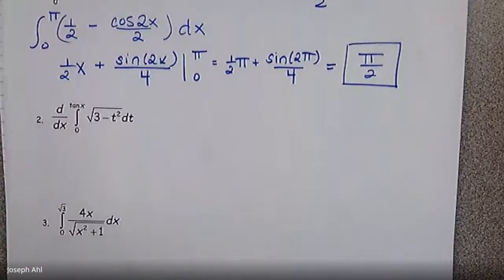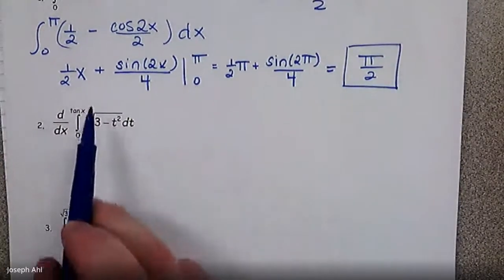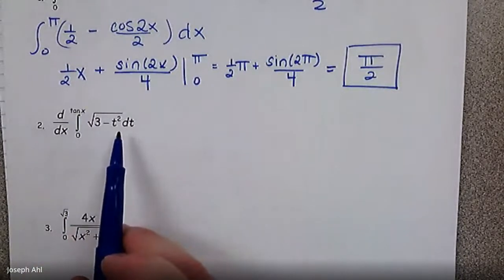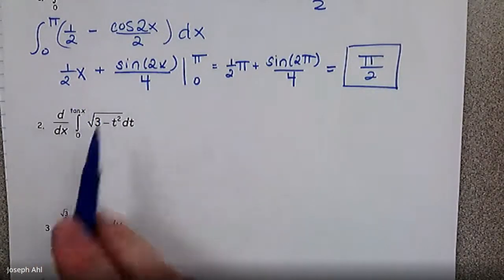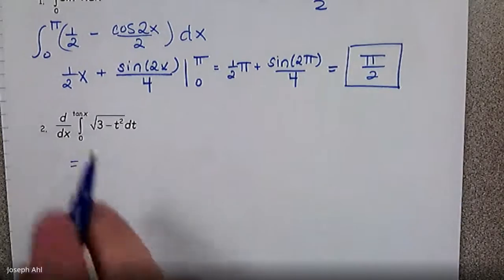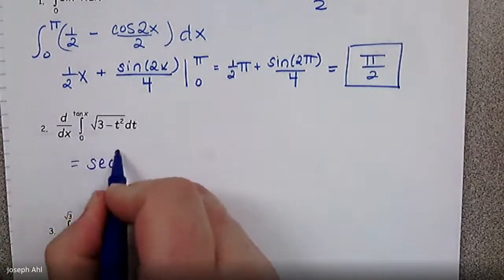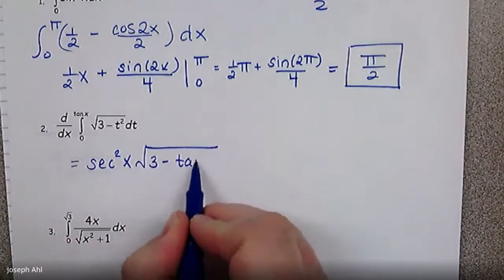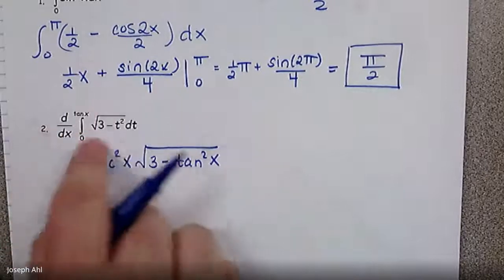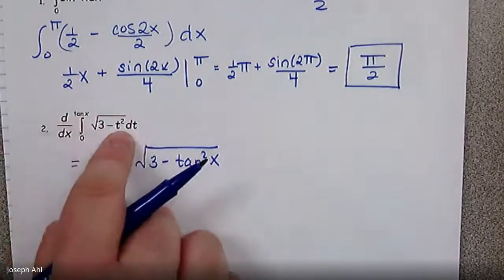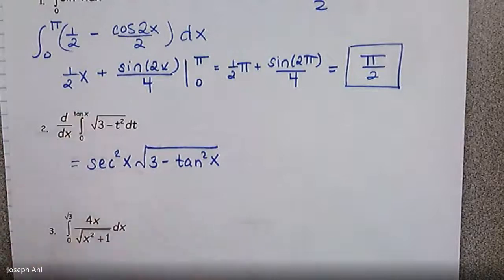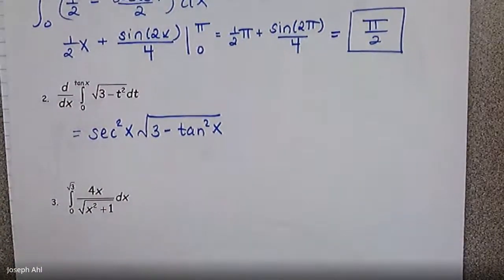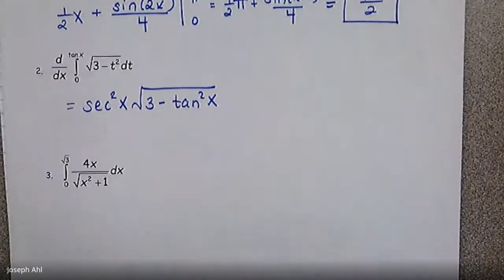Moving on to something like number 2, this is going to be a good application of the fundamental theorem. So when we integrate, we're going to plug in that upper bound for t, but then we have to remember that we have to multiply by the derivative of that bound using that chain rule idea. So the derivative of tan is sec squared, times the square root of 3 minus tan squared x. So the derivative of this accumulation function would be plug in tan x for t, but then also multiply on the outside by the derivative of tan, which is sec squared. So that goes pretty quickly as long as I remember that rule and how to apply the fundamental theorem there.